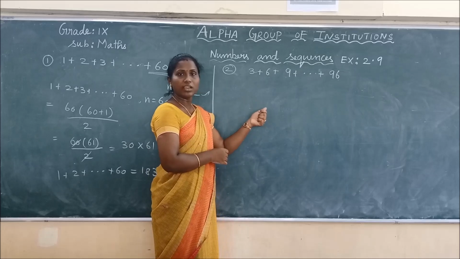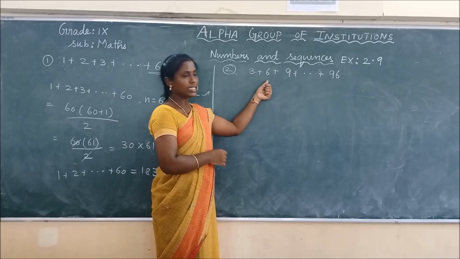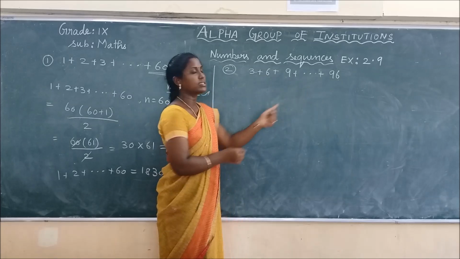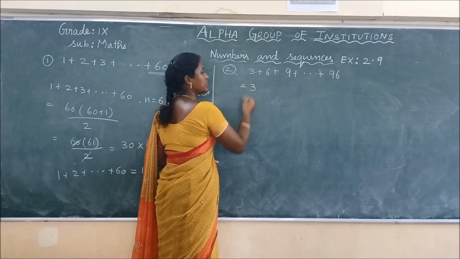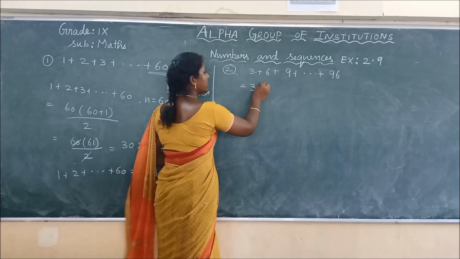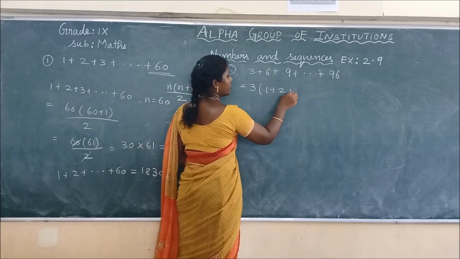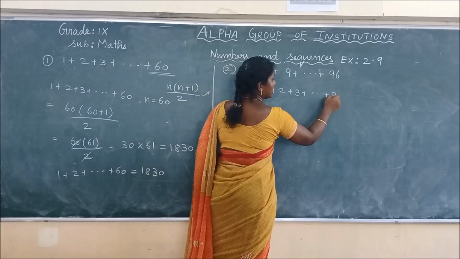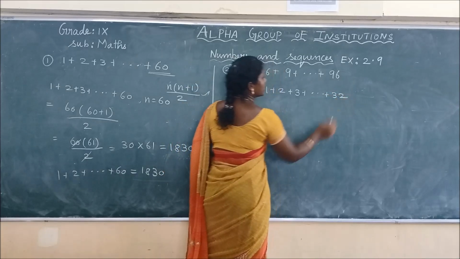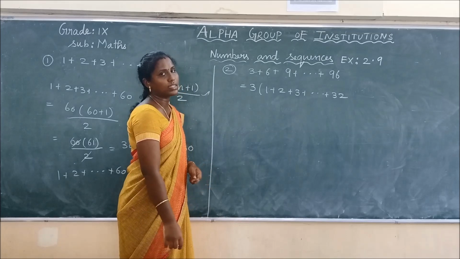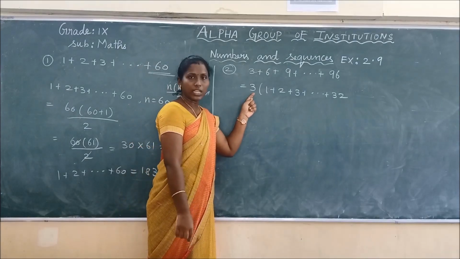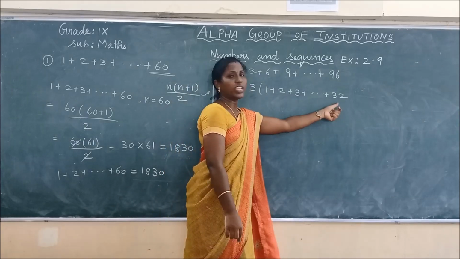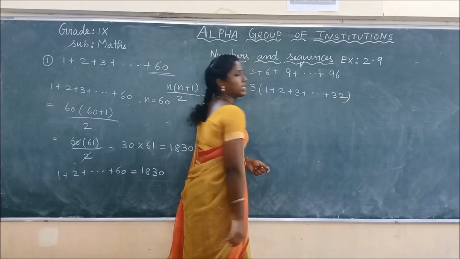Sorry, multiple of 3 here. See, 3, 6, 9. So the series is a multiple of 3. So just use the formula. I am taking 3 common outside. If I take 3 common, 1 plus 2 plus 3 plus etc. plus 32. The last value will be 32. See, if I take 3 common, we are having 3 into the first n natural numbers up to 32.